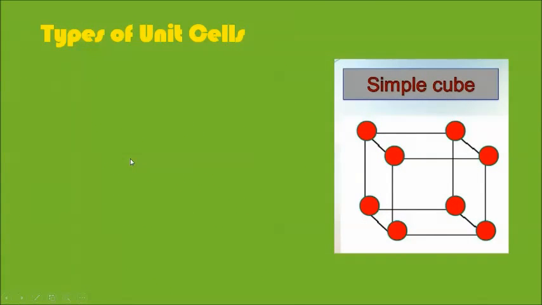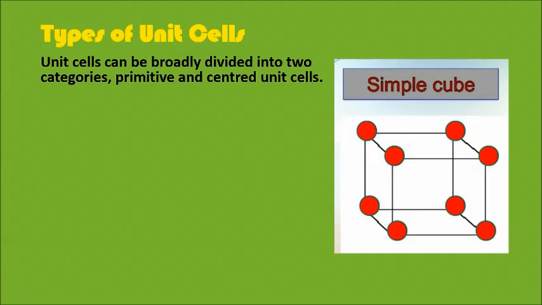Now we have to learn the different types of unit cells. Unit cells can be broadly divided into 2 categories, that is, primitive and centered unit cells. So it is classified into how many categories? Primitive and centered unit cells. Let's see the first one, the primitive unit cell. This primitive unit cell can be named as a simple cube also.